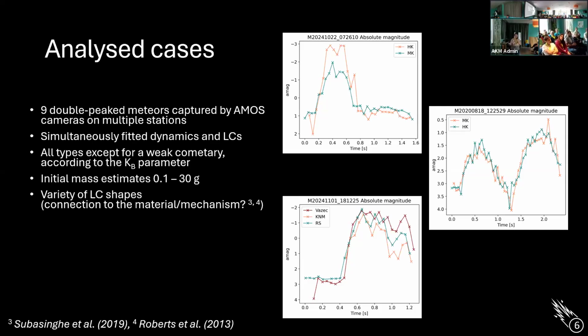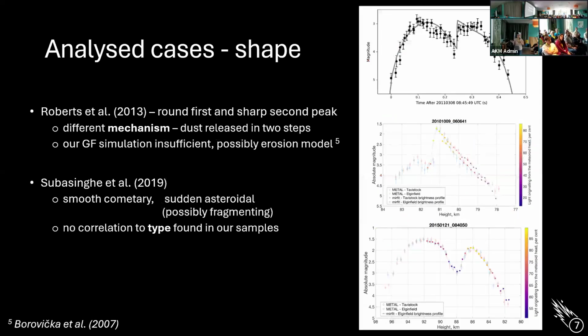And what the literature tells us about this, there were basically two ideas. One was that most of the curves should have a steep second peak. And this was an approach of Roberts and colleagues, who modeled it as two sequential releases of dust. So basically he used the dust ball model, but this didn't really match our experience with these light curves.